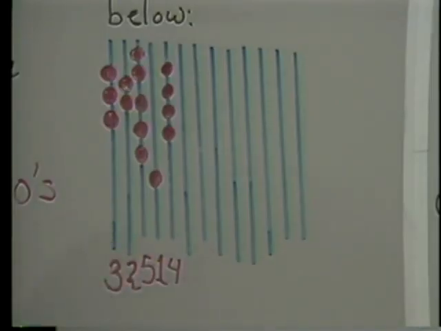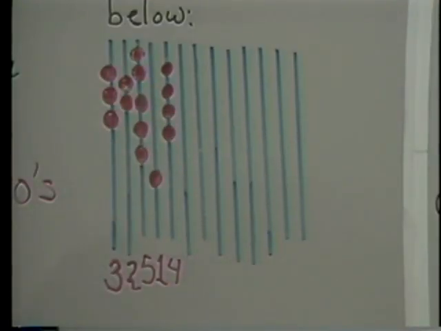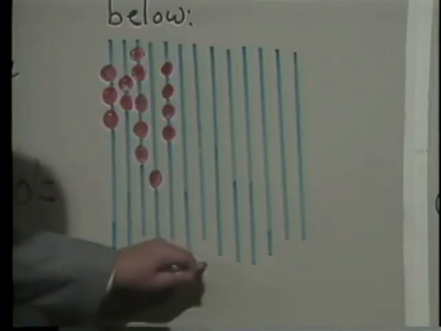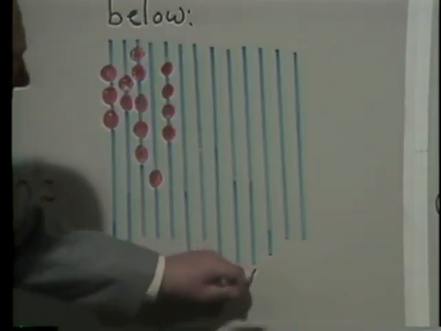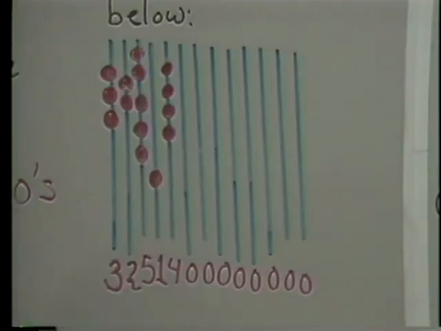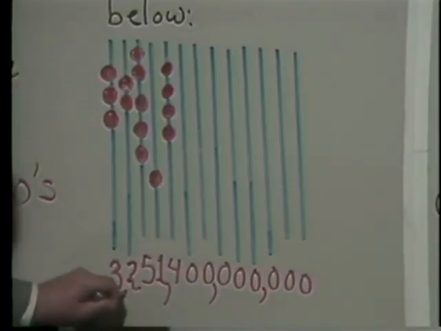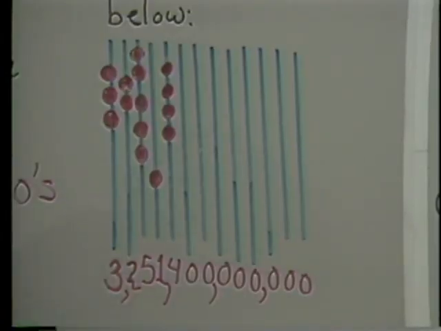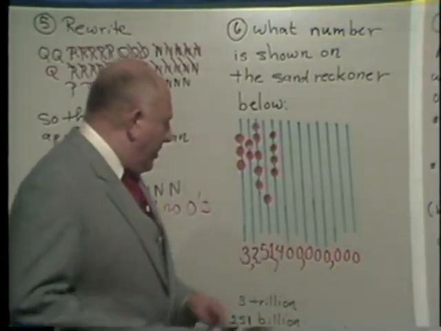The problem is, when I erase the lines, I've got to have a placeholder. So basically, for every line that had nothing on it, I have to replace that by a 0. See, there were none on this line, none on this line, none on this line, none on this line, none on this line, none on this line, none on this line, none on this line. Now I put the commas in at 3-digit intervals, and that's the number. By the way, all it says is what number is shown. This is the number that's shown.